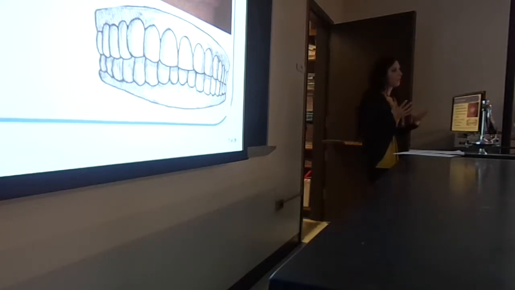A perfect occlusion, just as a side note for you guys to know, is that there would be 138 contacts. So the teeth would be touching in 138 spots. And that would be if you have all 32 teeth. And that would be perfect occlusion. But barely anyone has that. So centric occlusion is a tooth-to-tooth relationship, just when the teeth are closed.